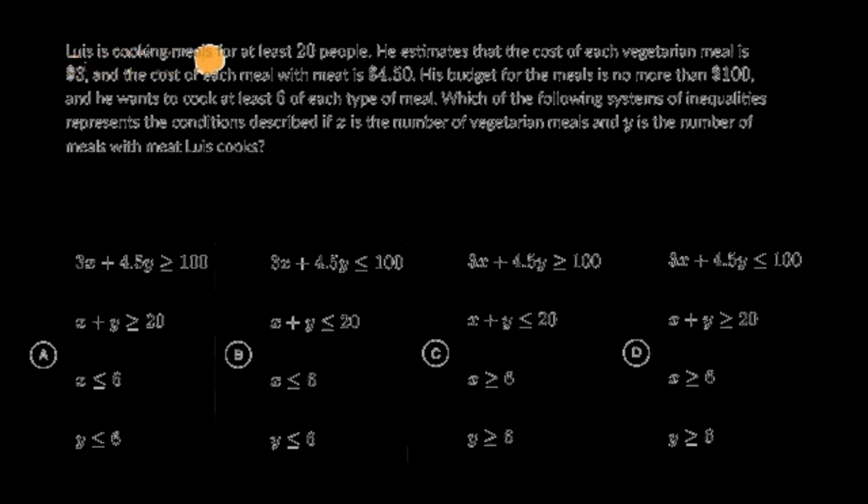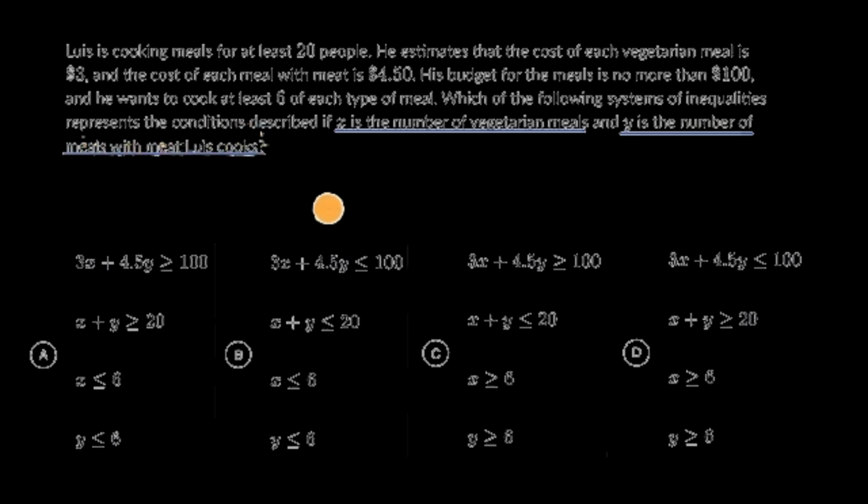We're told Luis is cooking meals for at least 20 people. He estimates that the cost of each vegetarian meal is $3, and the cost of each meal with meat is $4.50. His budget for the meals is no more than $100, and he wants to cook at least 6 of each type of meal. Which of the following systems of inequalities represents the conditions described if X is the number of vegetarian meals and Y is the number of meals with meat Luis cooks?